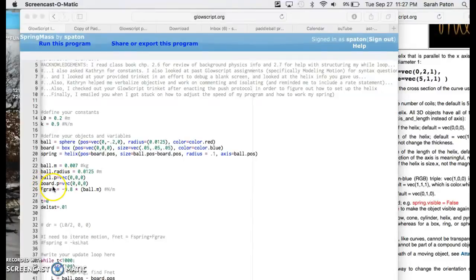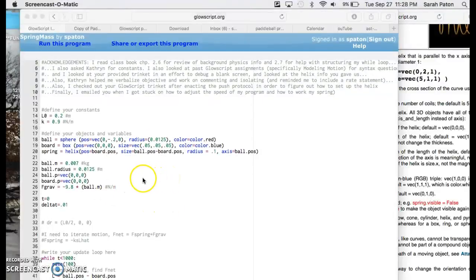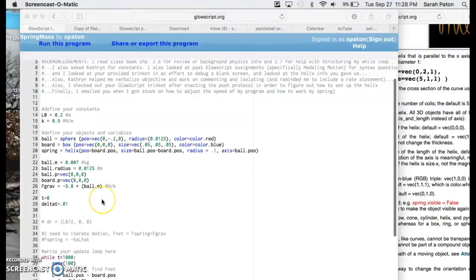So the board also starts with a starting momentum of 0, but its momentum doesn't change, so it just stays 0. And I also introduced the variable of gravity, which stays the same the entire time, which is why I grouped it with these other characteristics.